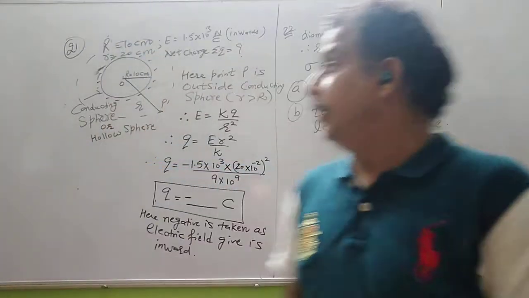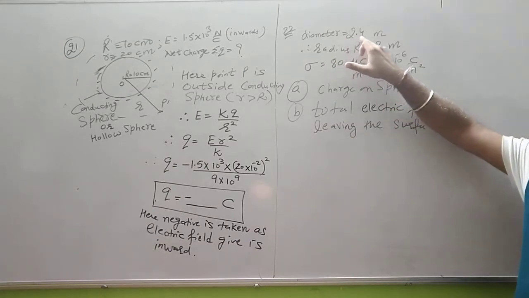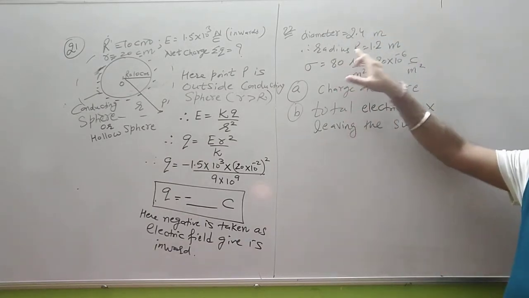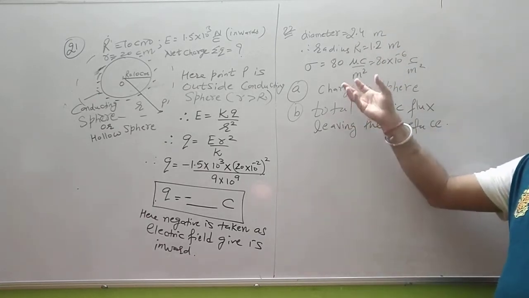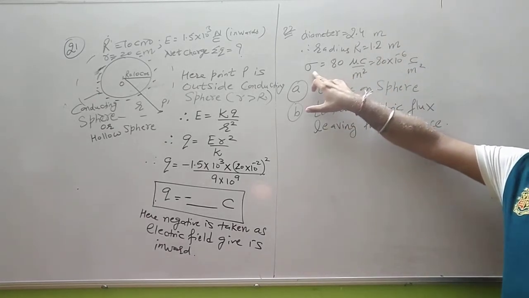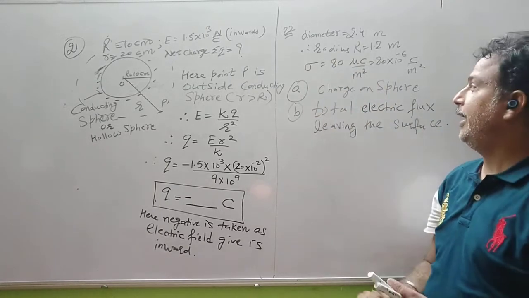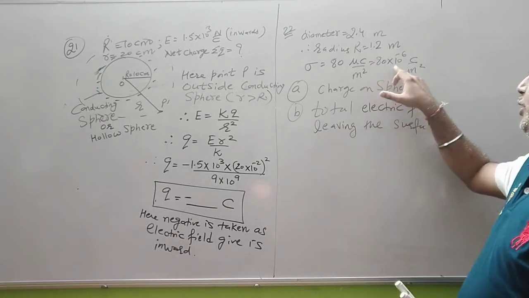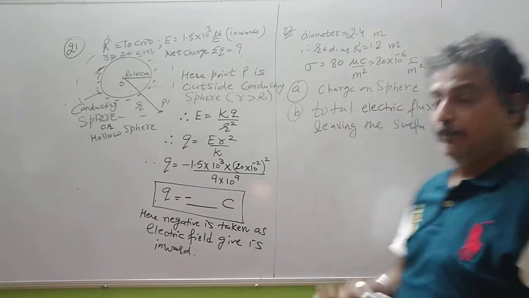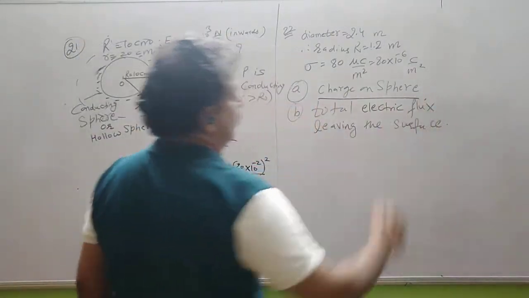Now question number 22. Again a sphere of diameter 2.4 meter is given. So radius is half of it, that is 1.2 meter. In this question they have given the surface charge density. Surface charge density is charge upon area, that is 80 microcoulomb per meter square, that is equal to 80 into 10 raised to minus 6 coulomb per meter square. We have to find out the charge on the sphere.